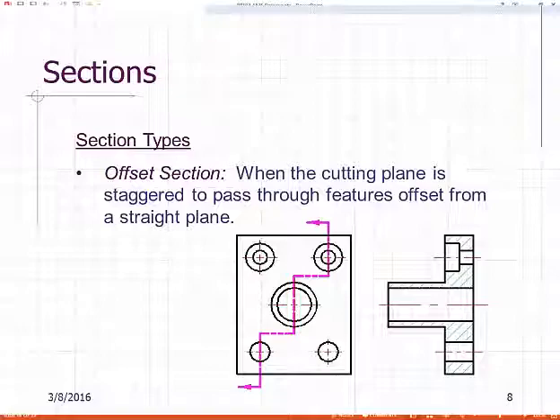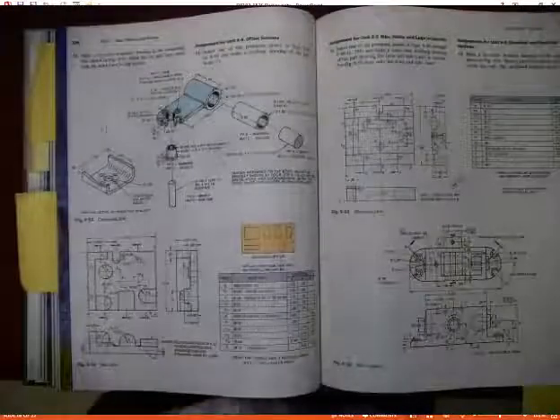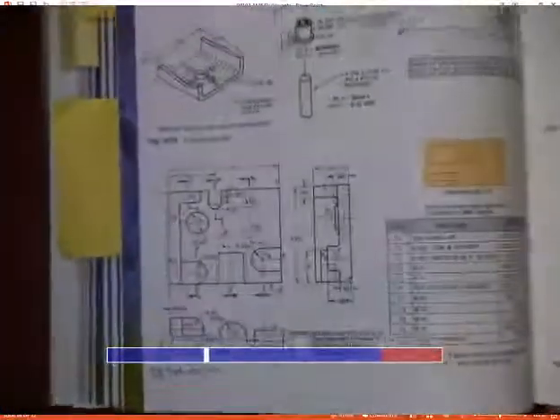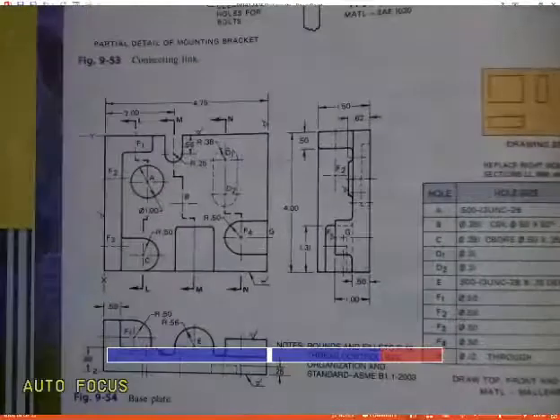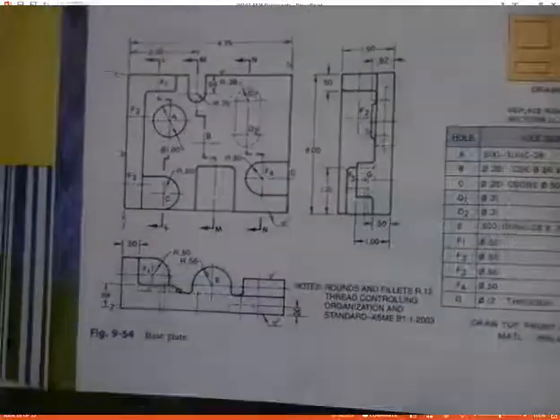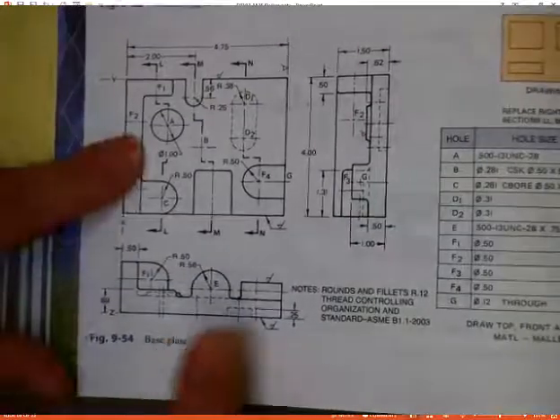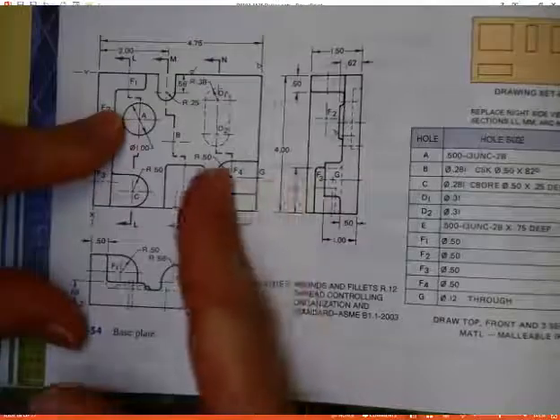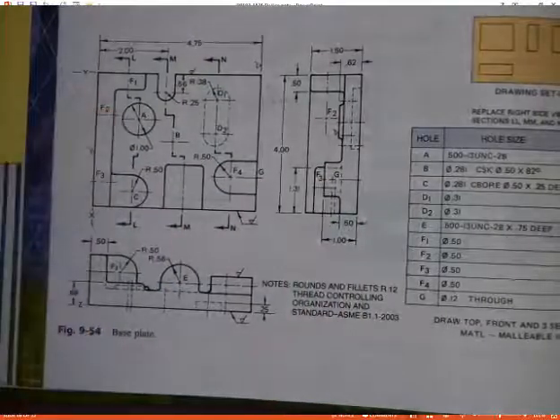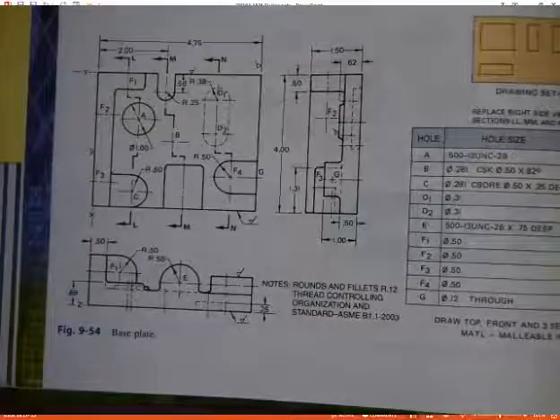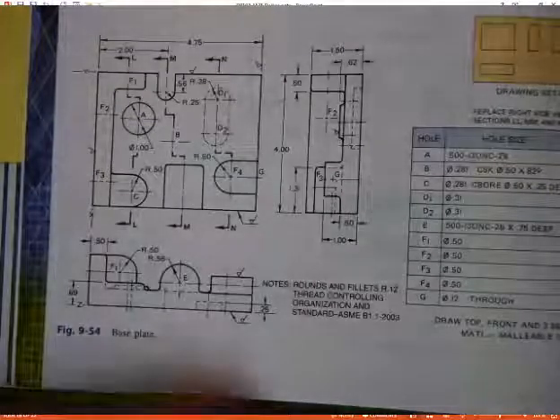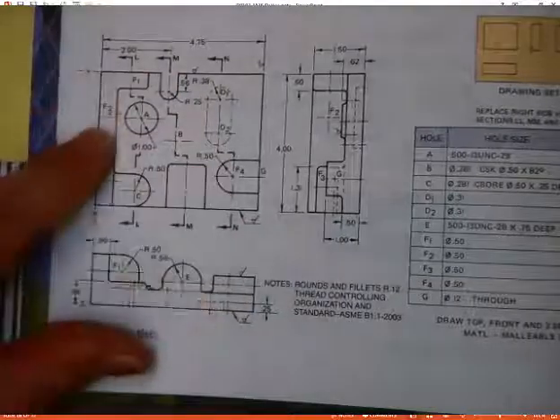The one we're going to look at today is on page 256. The bottom left corner here, this base plate, 9-54. You are given the top, the front, and the right side view, and as you can see, the right side view is arranged just off of the top view instead of over here on the side. And there are some holes that aren't necessarily called out in the picture that you have to add in.